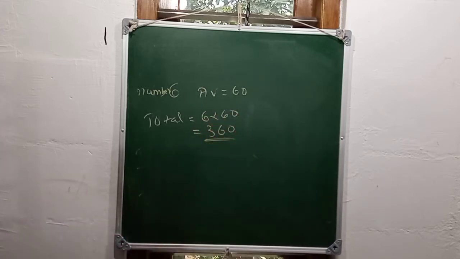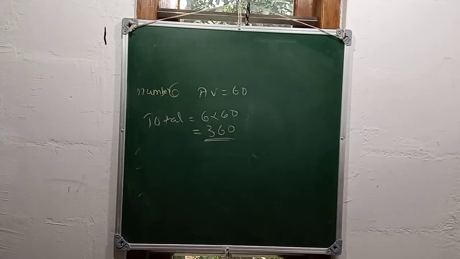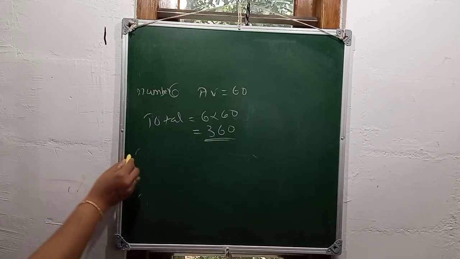That means the sum of the numbers should be 360, out of which 4 should be less than 60 and 2 should be greater than 60. That is the first question. And in the second one, 2 should be less than 60 and 4 should be greater than 60. Then I am going to write the numbers.